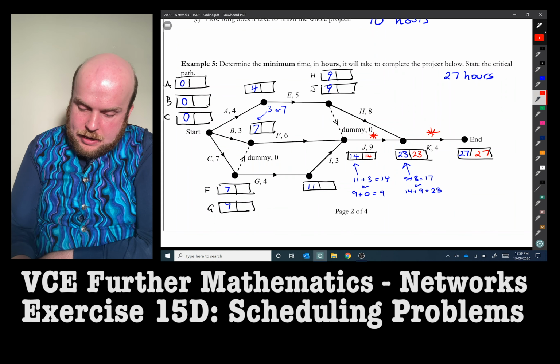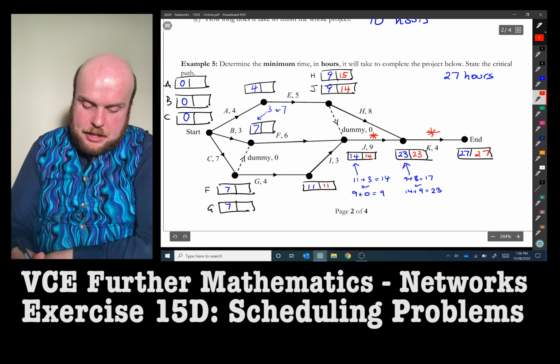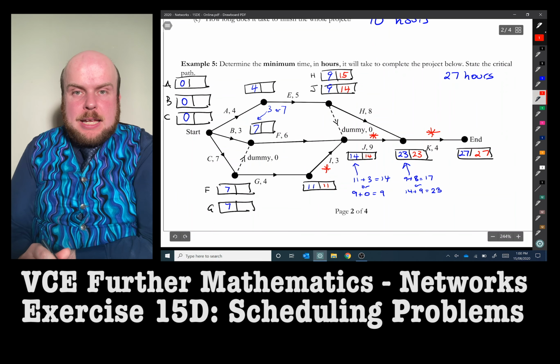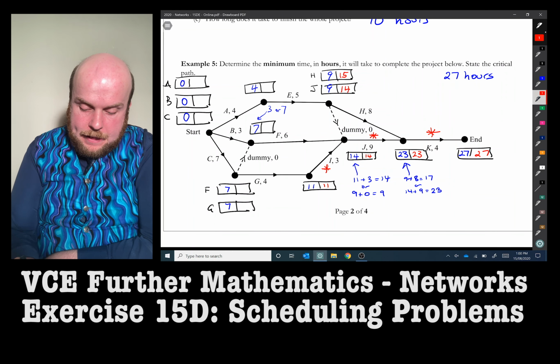From activity H, this point here, 23 take away 8 is going to be 15. Via J, 14 take away 0 is going to be 14. For I, 14 take away 3 is 11, so that's going to be another critical path. We can probably see where the critical path is going, but may as well do the complete back scanning.